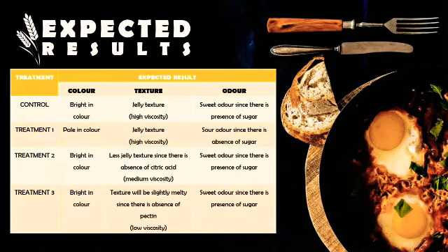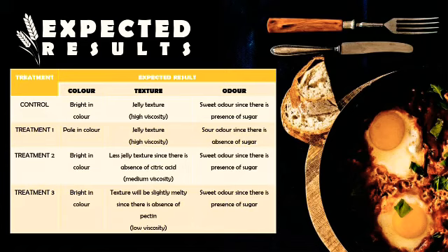Then we continue with expected result. For control, we expect to get bright color of jam, jelly texture of jam and sweet odor of jam since there is presence of sugar. While for treatment 1, since there is absence of sugar, the color we expect to get is pale, jelly texture of jam, and slightly sour odor of the jam.